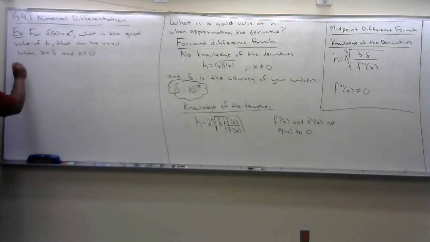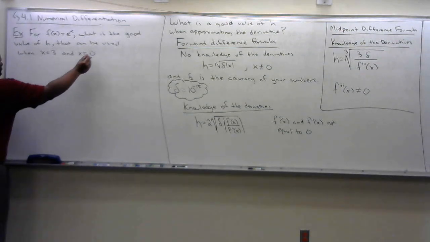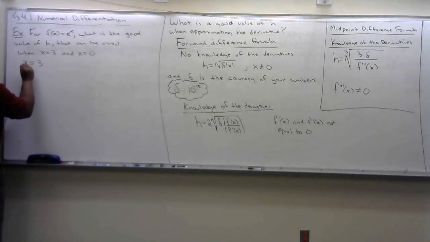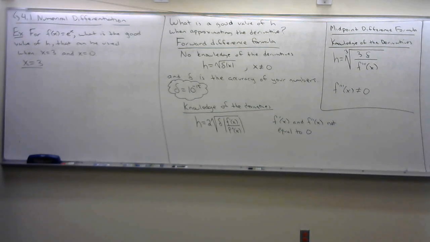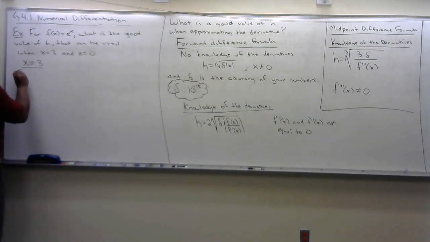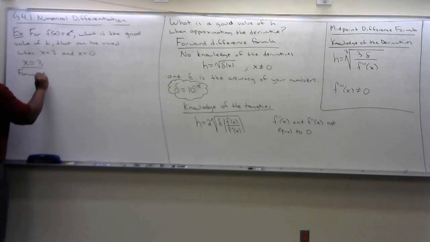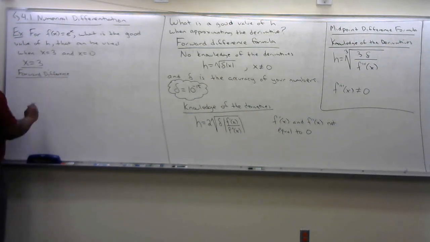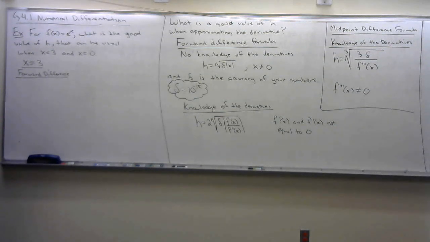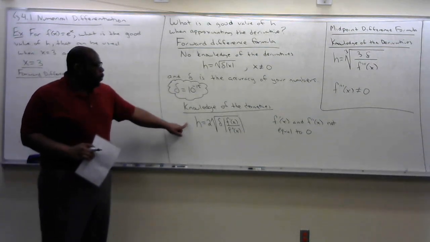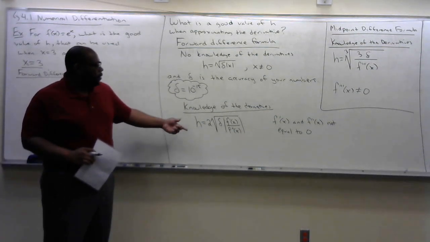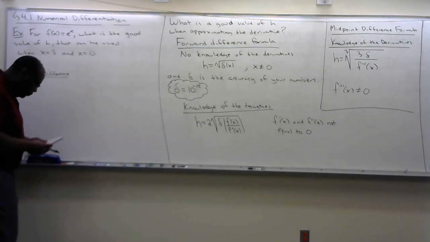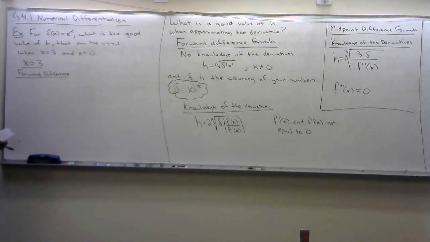For, let's say, x equal to 3. For x equal to 3, let's do the forward difference formula. If I use x equal to 3, I can actually use the one where I have knowledge of the derivative, right? So this is a pretty good one. Okay, here we go.